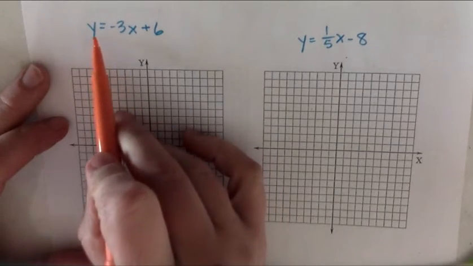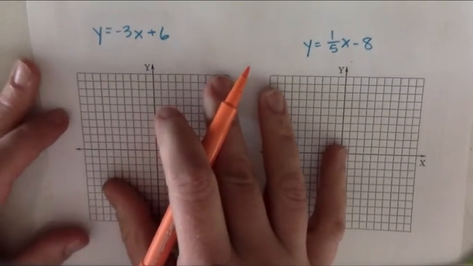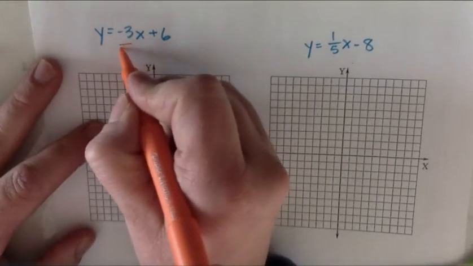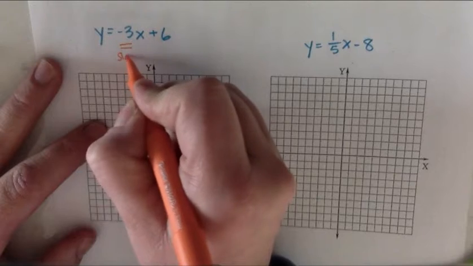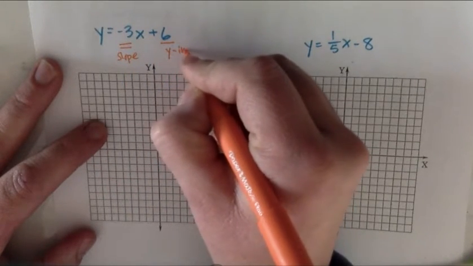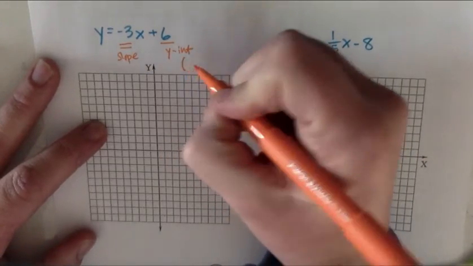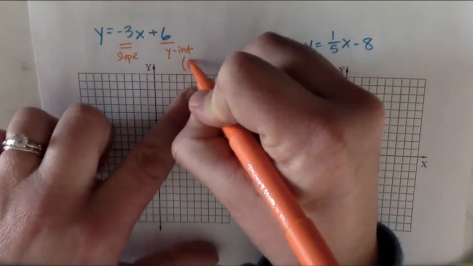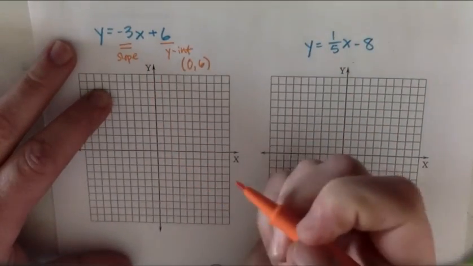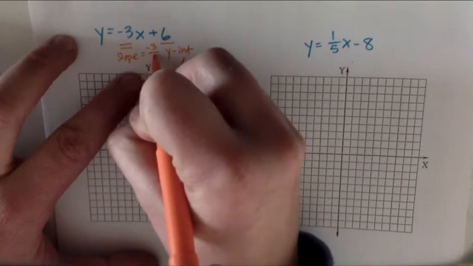So we are going to look at y equals negative 3x plus 6. We are going to graph this. To start out with, we're going to identify our slope and our y-intercept. Our y-intercept, if we were to talk about it in terms of a point, we would say it's (0, 6). And our slope, if we were going to write it in rise over run form, would be negative 3 over 1.